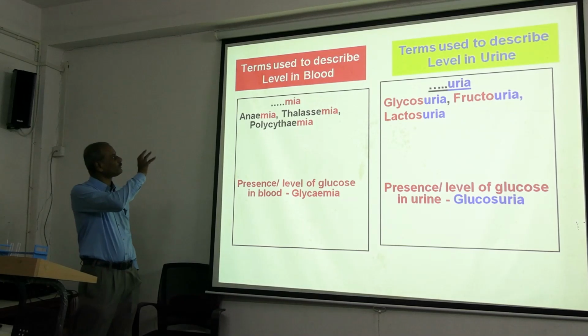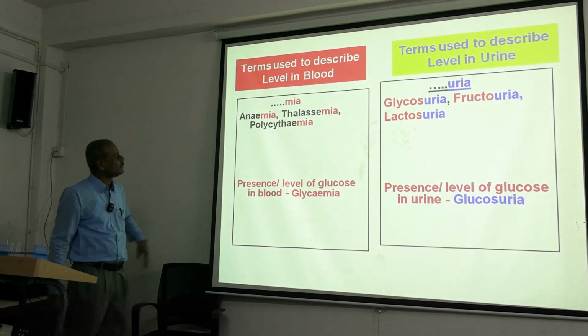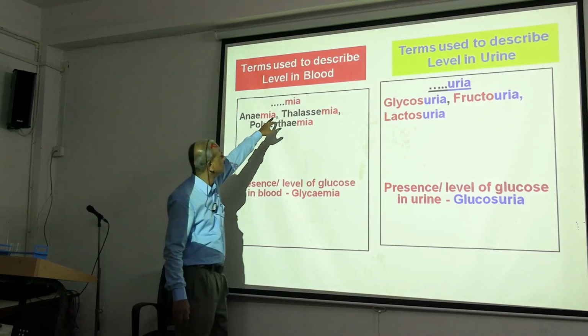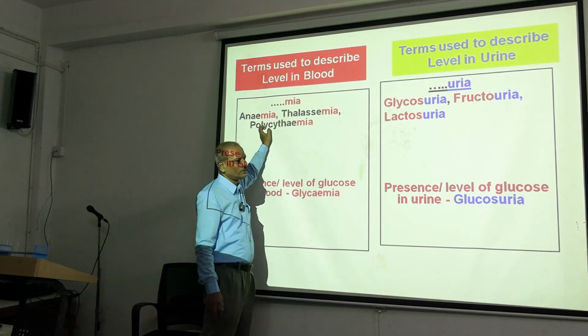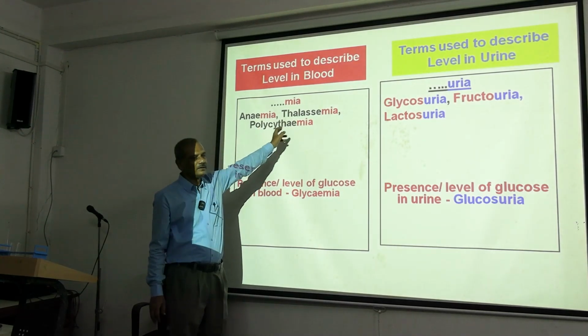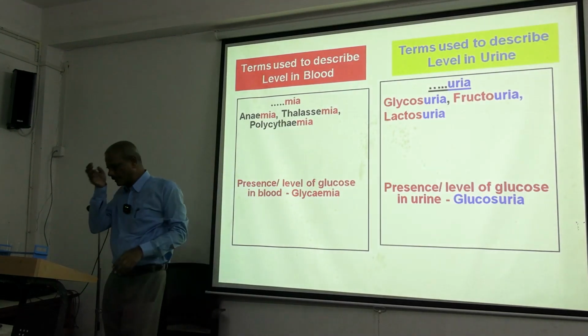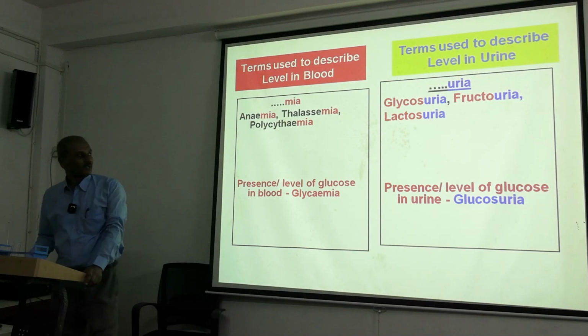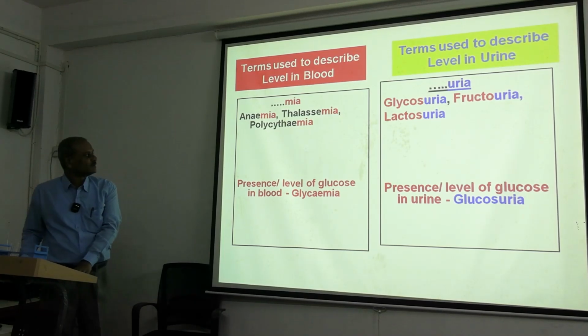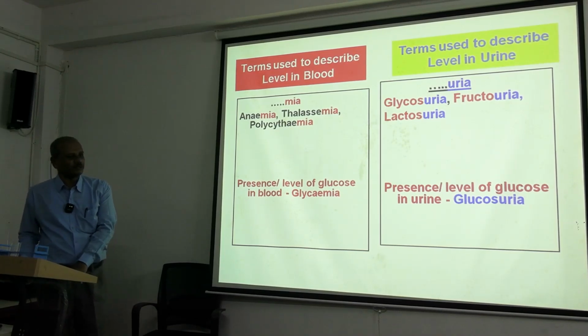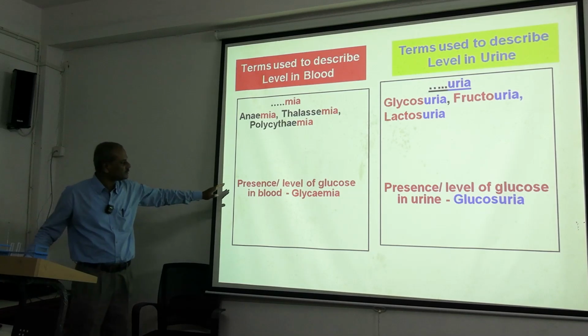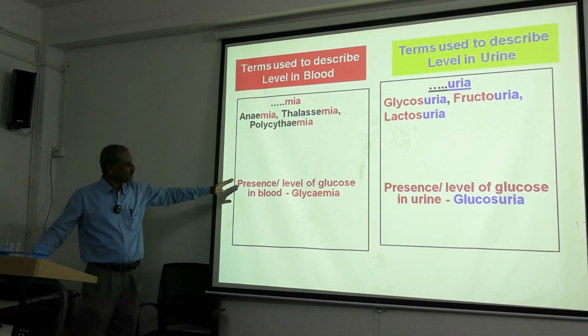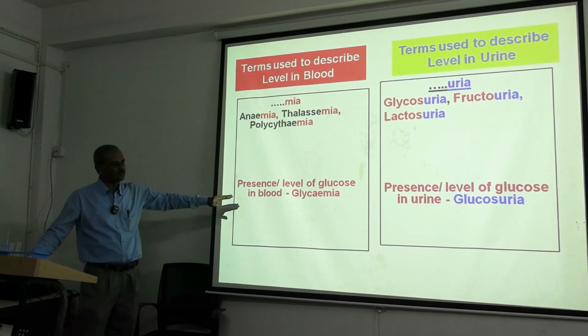See, to describe an increased level of anything in the blood, the term ends in -emia. If there is less hemoglobin, that is called anemia. If there is a disease related to the globin chain, that is called thalassemia. If the RBC number is increased, that is called polycythemia. Similarly, the presence of glucose in blood is called glycemia.